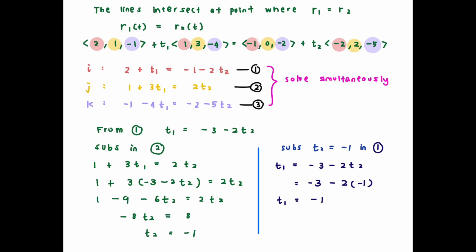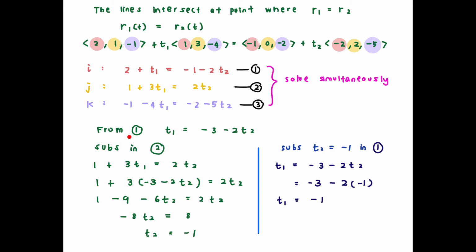Now let's change all of them into parametric form. So for the I part, this is just 2 plus T1 equal to negative 1 minus 2 T2. For the J part, this is just 1 plus 3T equal to 0 plus 2 T2. For the K part, let's equate. This is negative 1 minus 4T1. This is equal to negative 2 minus 5T2. So now we have these three equations here. So what we want to do is we want to solve it simultaneously so that we can get the value of T1 and also the value of T2.